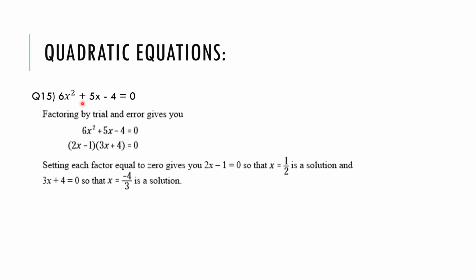Okay, 6x squared plus 5x minus 4. Factoring by trial and error gives us (2x minus 1) and (3x plus 4) is equal to 0. Setting each factor equal to 0 gives us 2x minus 1 is 0, so x is 1 by 2 is one solution, and 3x plus 4 is equal to 0, so x is equal to minus 4 by 3 is another solution.